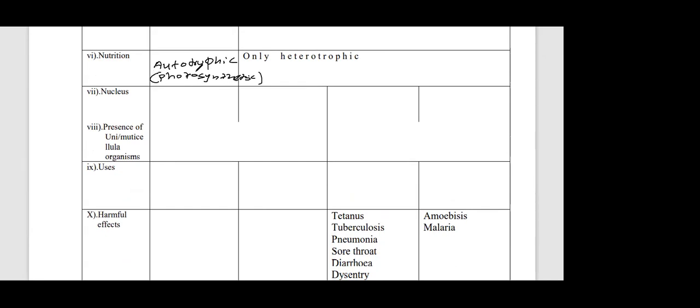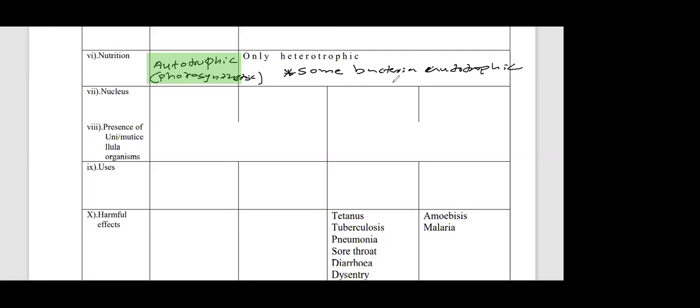But all the others, protozoa, fungi, then bacteria, they are heterotrophic. But you can write here a special feature. So I have one exception. Some bacteria are autotrophic, chemoautotrophic. But that is not photoautotrophic. They are not photosynthetic. They are chemoautotrophic. You can write here within bracket.